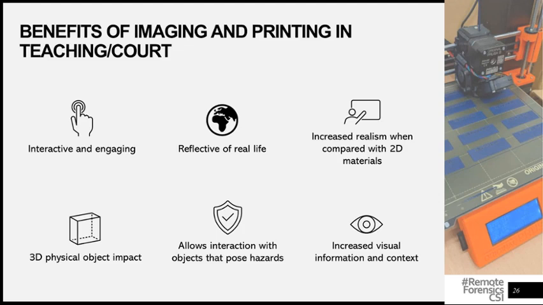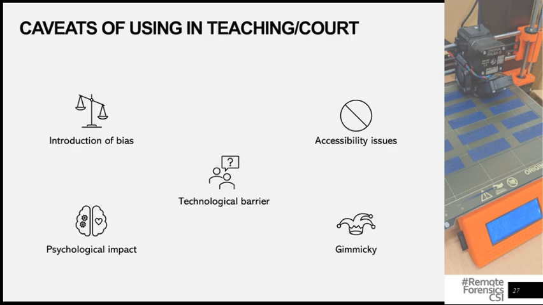It also allows interactions with objects that pose hazards. So again, as I spoke about with those 3D prints of the burnt bone, you don't want to be damaging the bone, falling apart, so you can 3D print those. And there's increased visual information and context. So getting that three-dimensional context is really great. But there are some caveats.